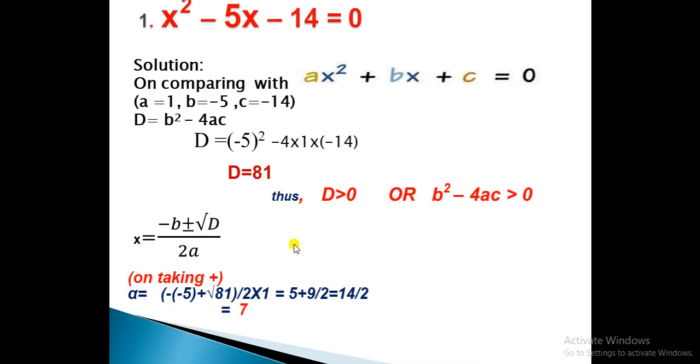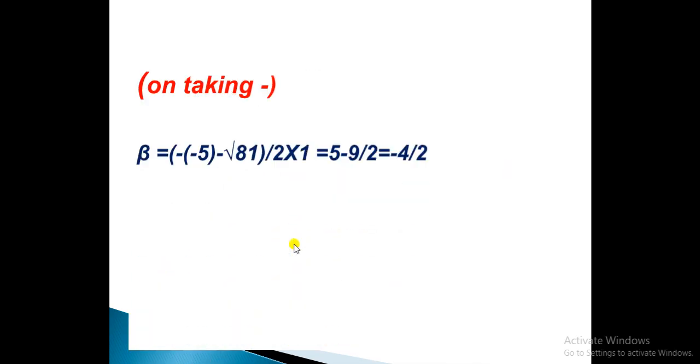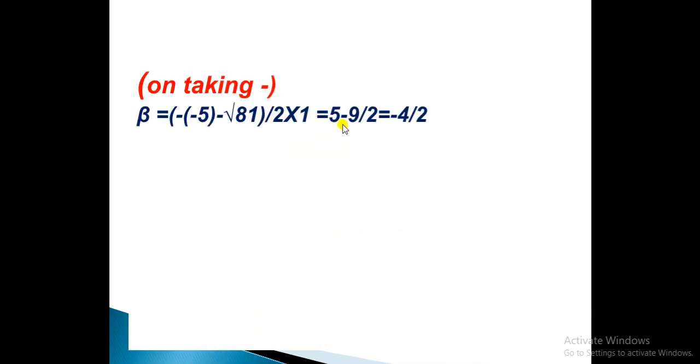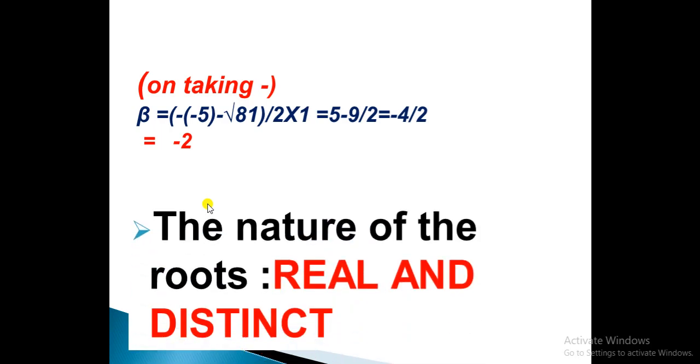So the value of alpha is 7. Now let us see the second case: taking the negative sign and finding the value of beta. Put the values again. We will get 5 minus 9 upon 2, that is minus 4 upon 2. So the value of beta is minus 2. What you observe here is alpha equals 7 and beta equals minus 2. Are these numbers 7 and minus 2 real? Yes, they are real and moreover they are distinct. So whenever the discriminant value is greater than 0 or positive, the nature of roots will be real and distinct.